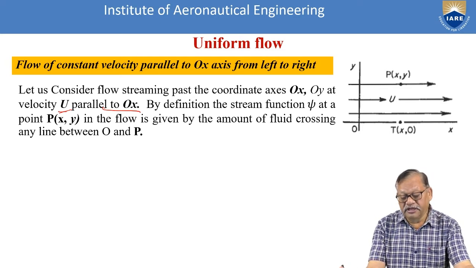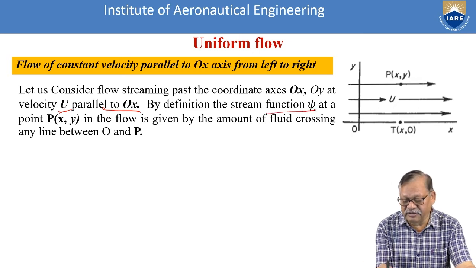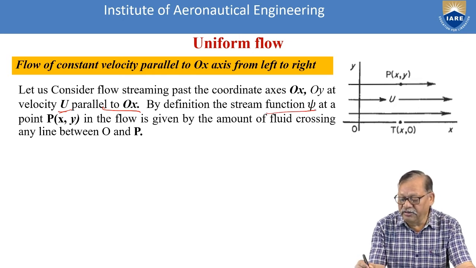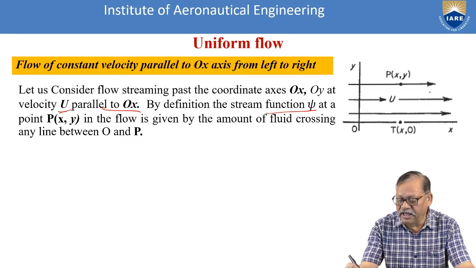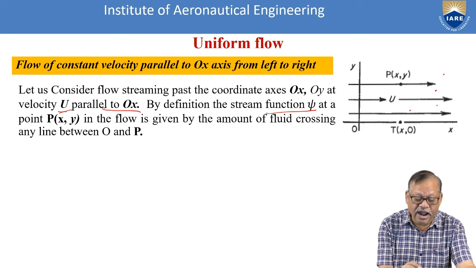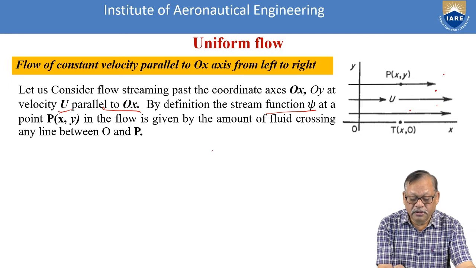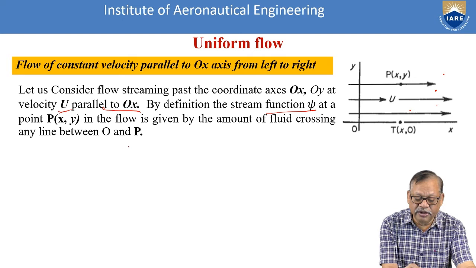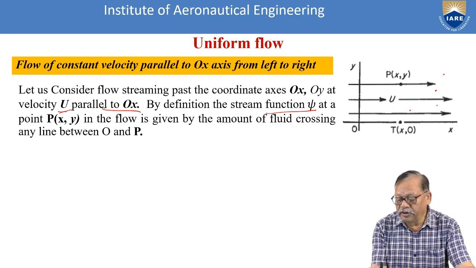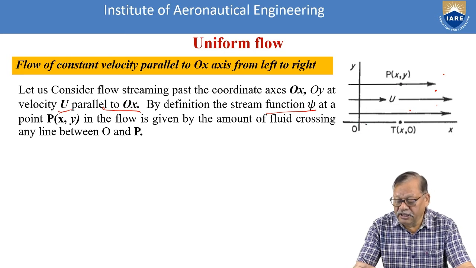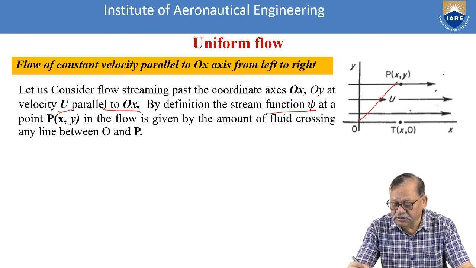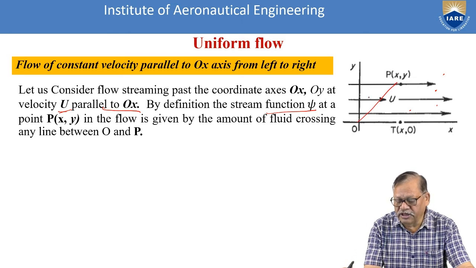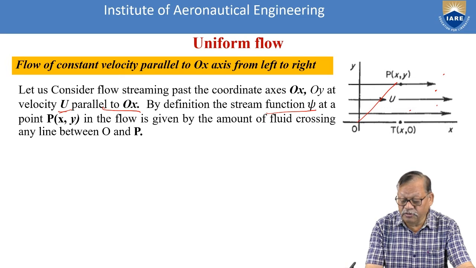By definition, the stream function psi at the point P. Assume any arbitrary point, it need not be fixed; it may be here, anywhere you take it. In that flow, it is given by the amount of fluid crossing any line between O and P. That means if we join O and P, the amount of fluid crossing will give us the value of psi.